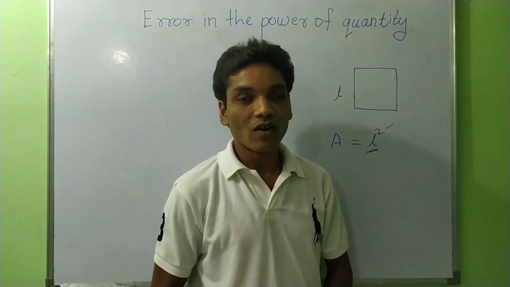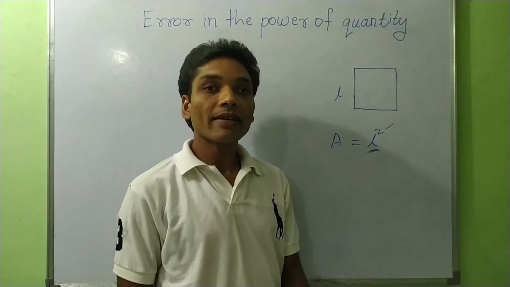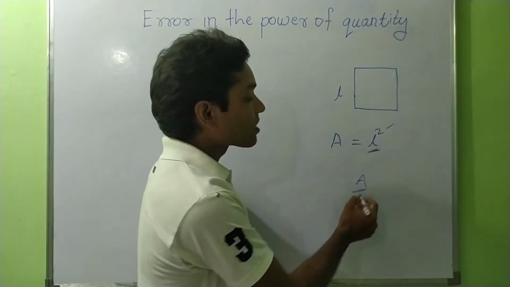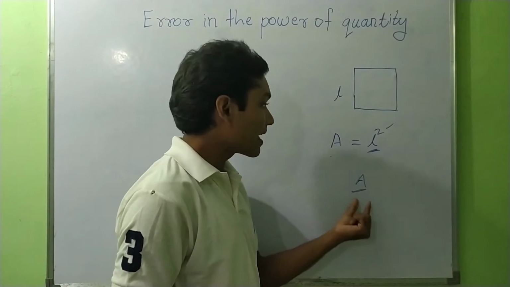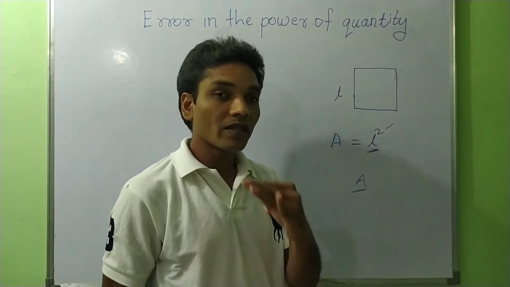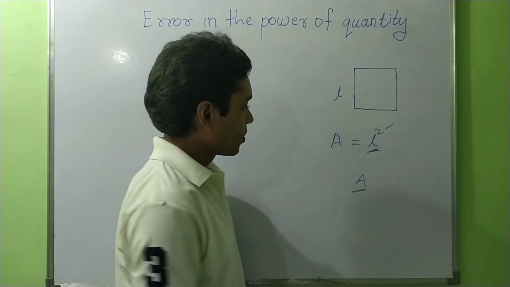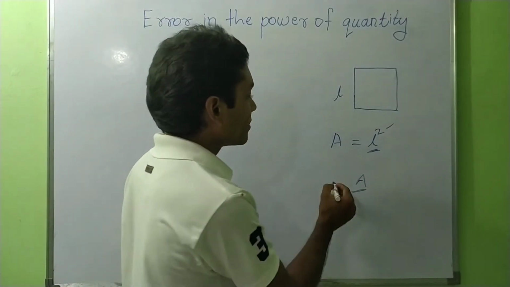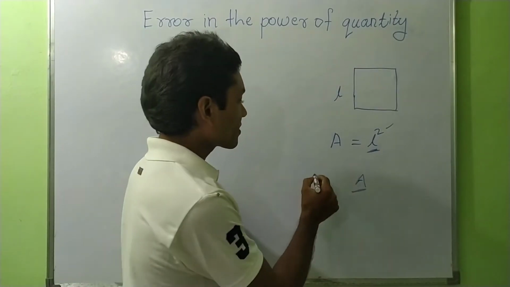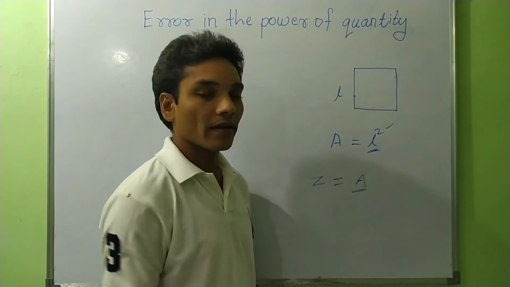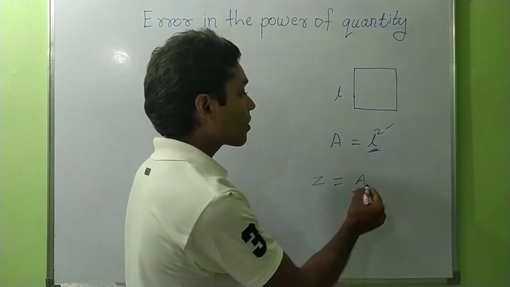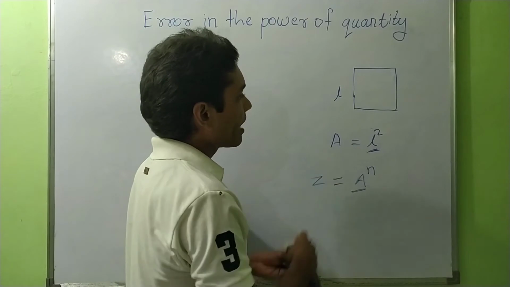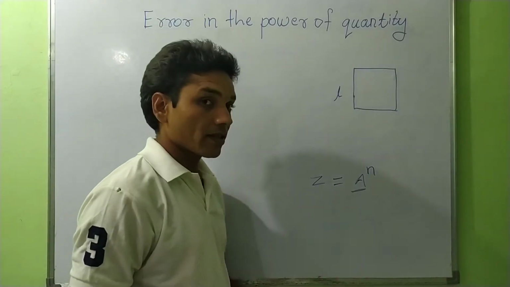Okay students, let this physical quantity be capital A. This A is not area. This A represents the physical quantity. And this physical quantity is represented by Z. Let me show this: Z equals A to the power of, suppose, N. Now forget this value, we will discuss it.